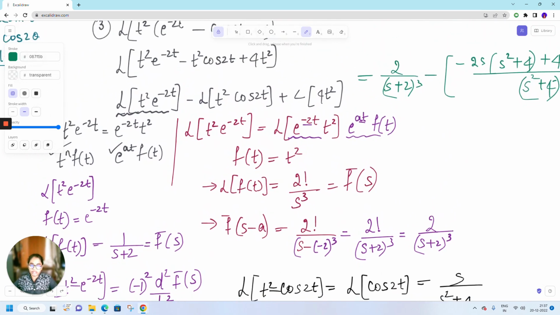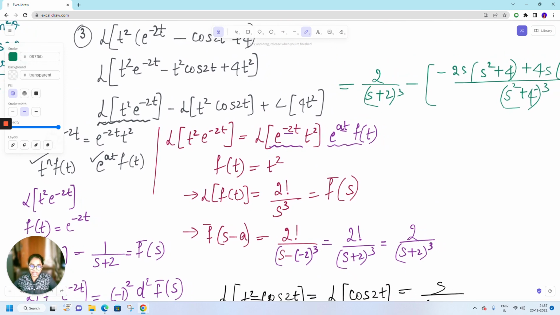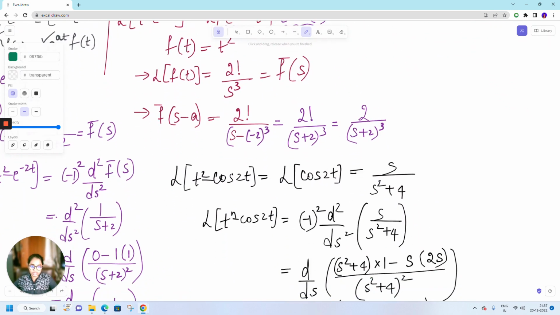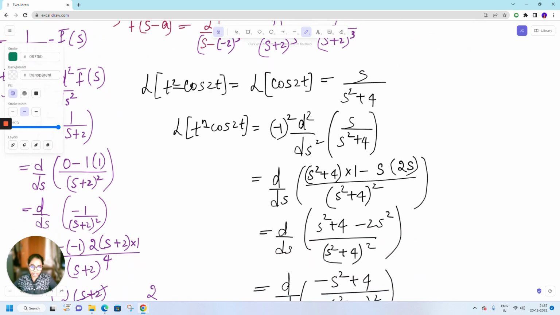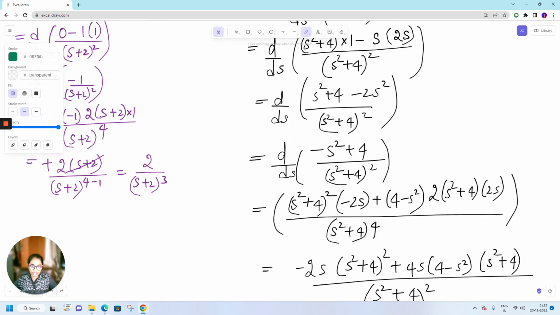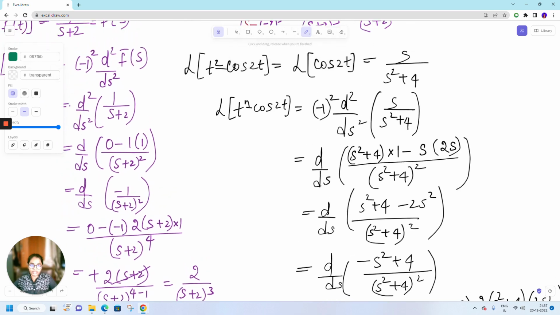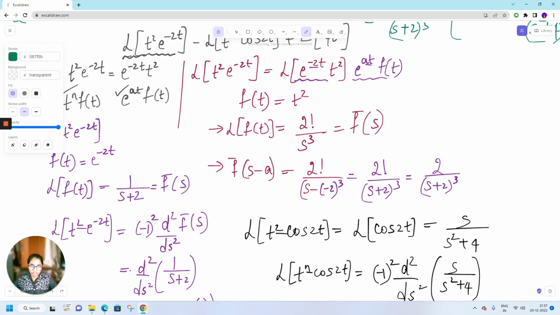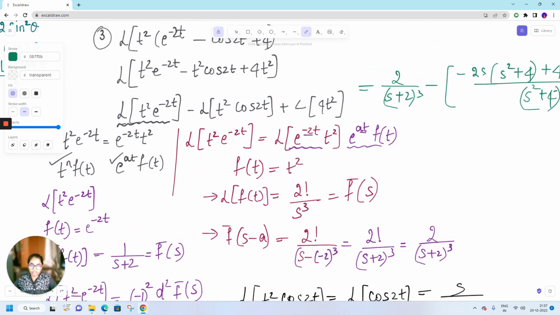Okay, and then for the second term, it was direct, right? F of t, we just applied Laplace to f of t, and then we differentiated it twice. Why? We had t square. If you have only t, you would differentiate it once. If you have t square, that is if n value is 2, you differentiate it twice.